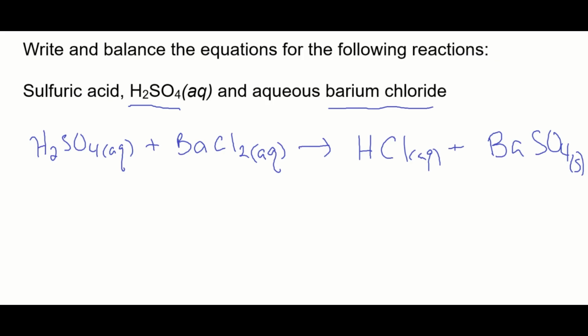Alright, now we need to balance this equation. We have 2 hydrogens on the reactant side and only 1 on the product side. So we need a coefficient of 2 before the HCl. That's also going to balance the chlorines. So here's the balanced equation for the reaction between sulfuric acid and aqueous barium chloride.